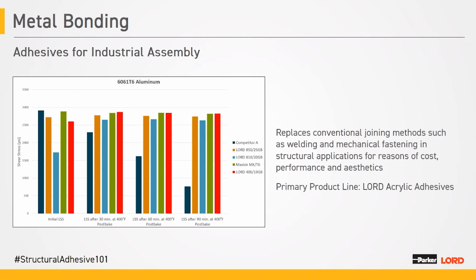You can see here on this slide just a brief example of bonding to 6061 T6 aluminum, some of the different products such as the 850 series, the MaxLock, the 400 series. And then we're looking at it here versus a competitive adhesive where we've exposed it with temperature and time, and we can see that the competitive product degrades, whereas the Lord products do not.